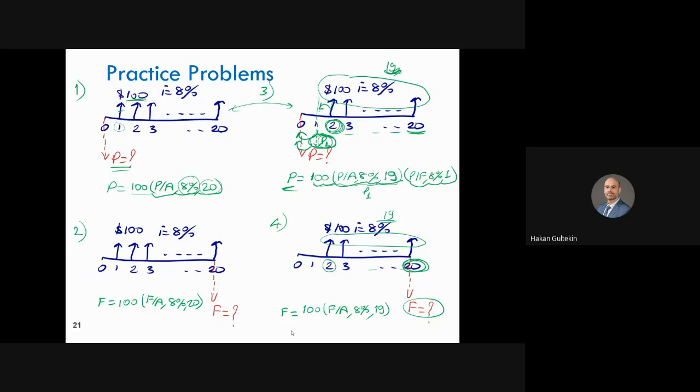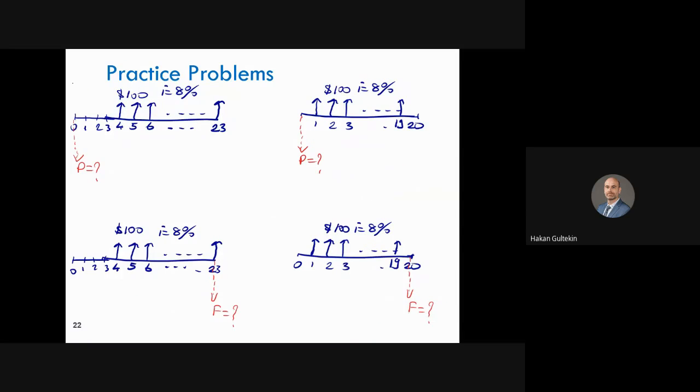Okay? Is it clear? So if, for example, there was another payment like this, then instead of 19, you would use 20. But since there is no such payment, you're just having 19 payments. That's it. Okay? Let's continue with the examples.